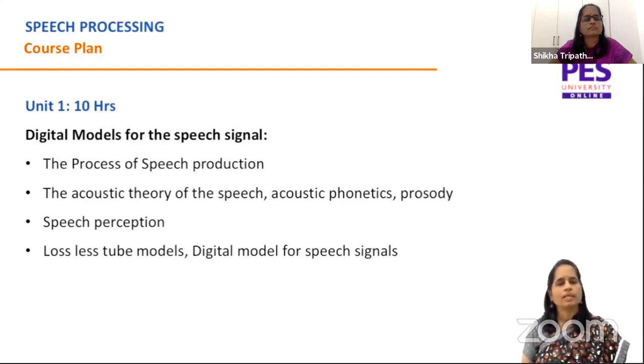And then we'll talk about the acoustic theory of speech, acoustic phonetics, and prosody. Meaning, we'll be talking about the basic theory, what are all the acoustic features that we look for when we want to model a speech? What do we mean by phonetics? How many phonemes exist in the English language? What do you mean by prosody? Some people have a musical kind of speech, or some regions have speech which has some kind of melody in it. So how are these prosody features incorporated in the speech signal, or how do we identify the prosody features of the speech signal?